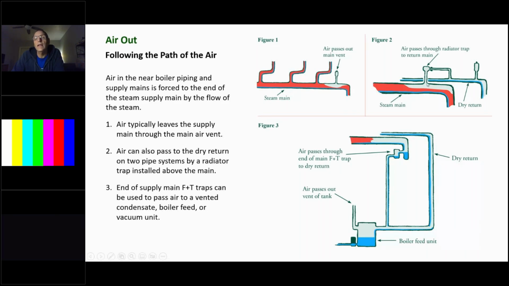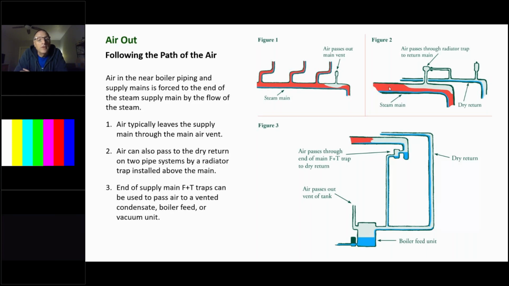So again, we're down at the end of the main. We're venting air to the return main so we can vent out quicker and we can get the air out of the steam main faster. And that would allow the steam to travel to the end of the main quicker and feed all of the risers to the radiation in hopefully an even rate of flow.